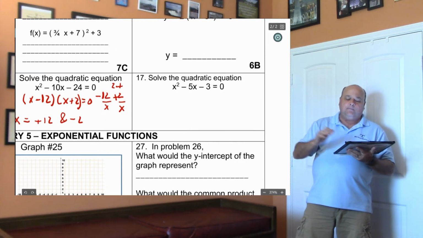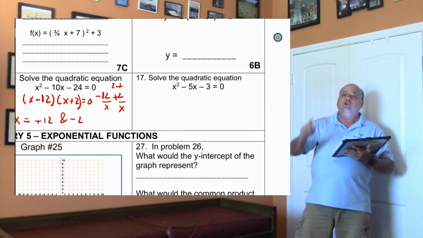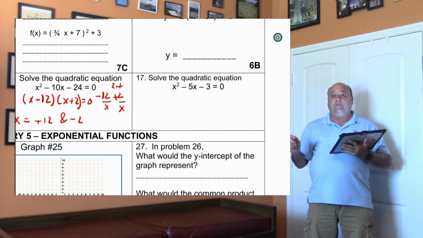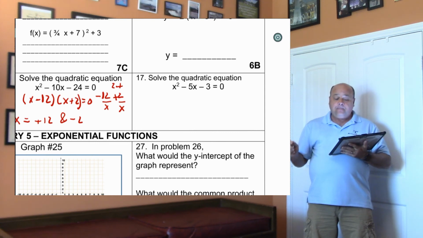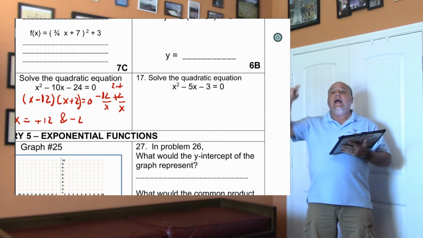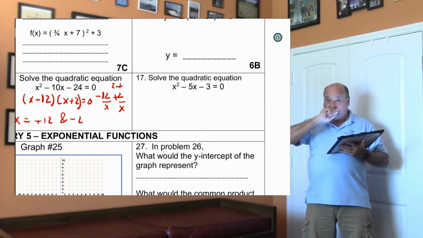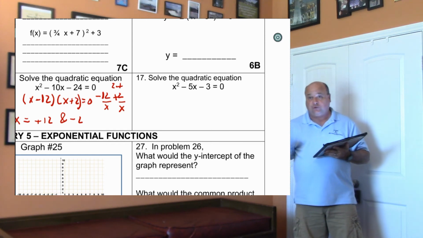Number 17, this does not factor. So you could graph it, trace it to the zeros, or use the quadratic formula, okay? My pen's kind of running out. I will put the key on the key. It will be for the quadratic formula, but graph that and trace to the zeros, and that will be the decimal of the answers, okay?